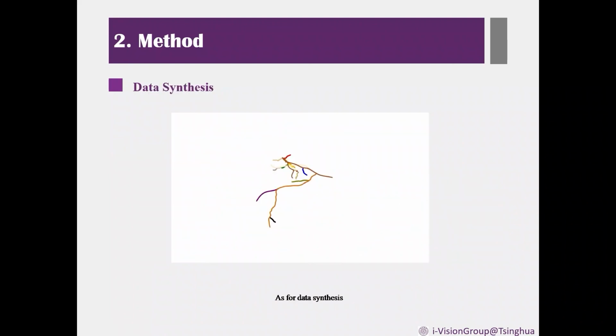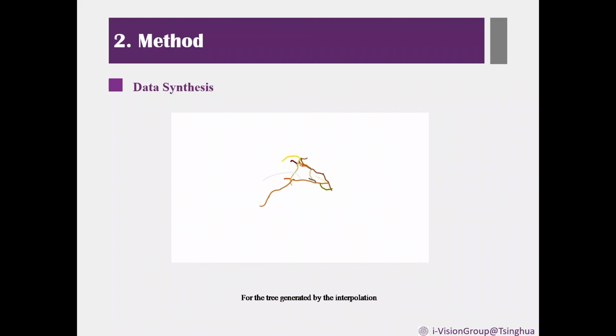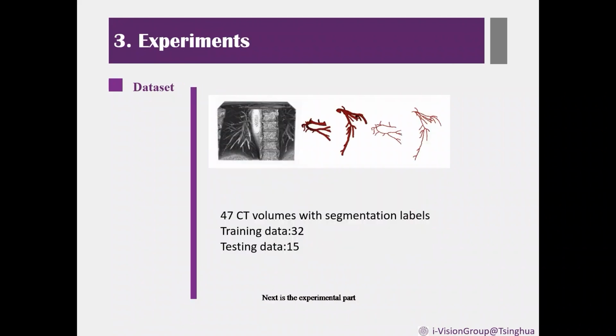As for data synthesis, we use two different vascular trees to interpolate to get multiple new tree structures. The interpolation process is shown here. For the trees generated by the interpolation, they can be used as training data after adding noise and fracture, with the original centerlines as their pairing labels. Next is the experimental part.